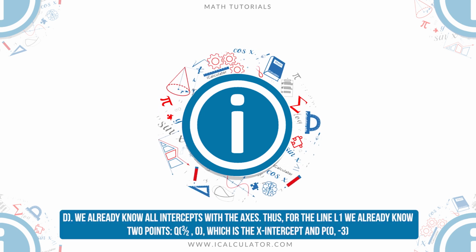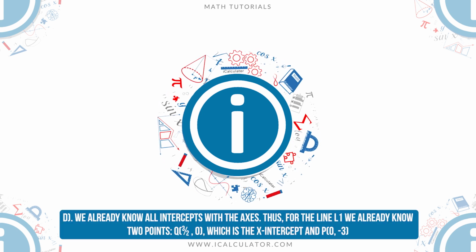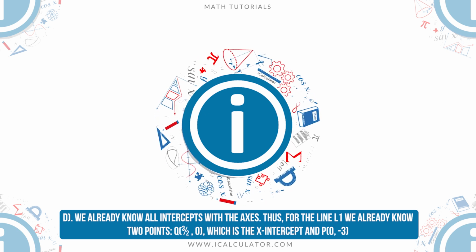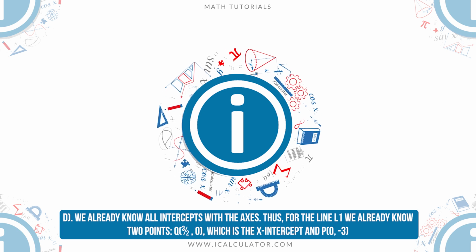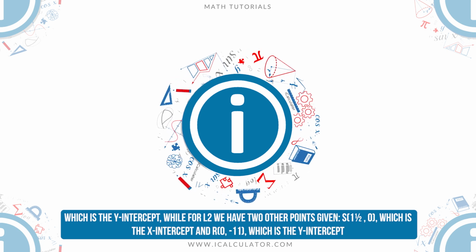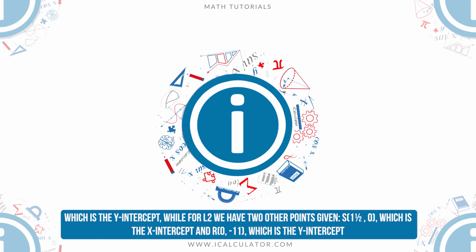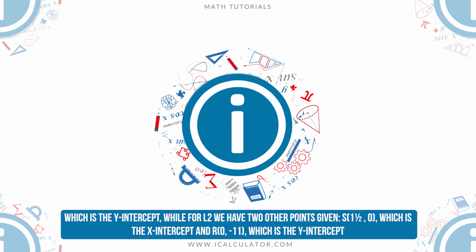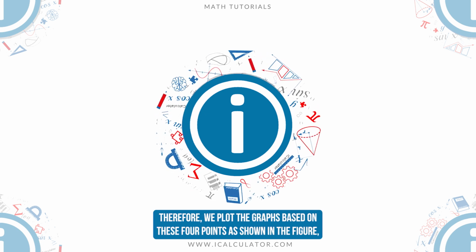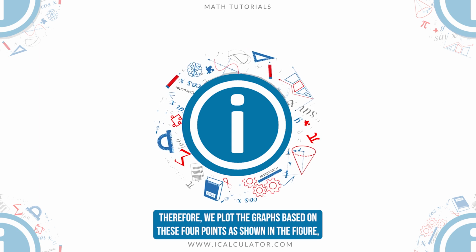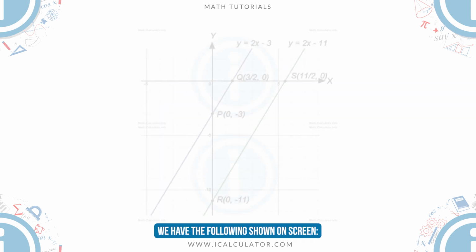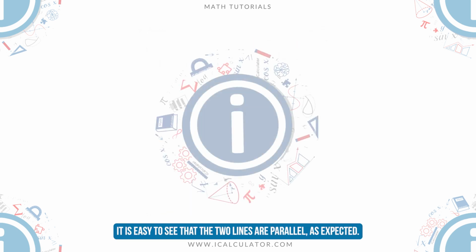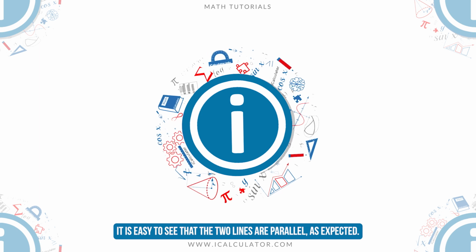D. We already know all intercepts with the axes. Thus, for the line L1 we already know 2 points, Q, 3/2, 0, which is the x-intercept, and P, 0, -3, which is the y-intercept, while for L2 we have two other points given, S, 1/2, 0, which is the x-intercept, and R, 0, -11, which is the y-intercept. Therefore, we plot the graphs based on these 4 points, as shown in the figure. We have the following shown on screen. It is easy to see that the two lines are parallel, as expected.